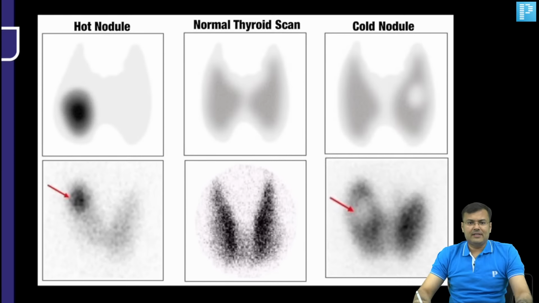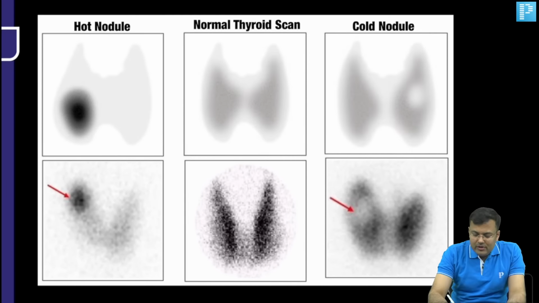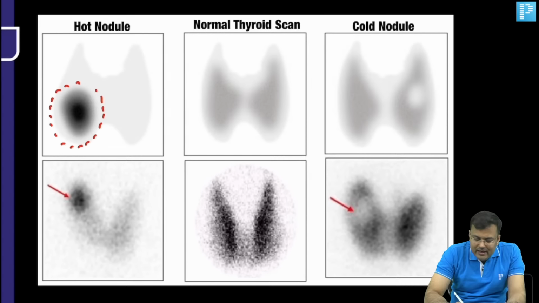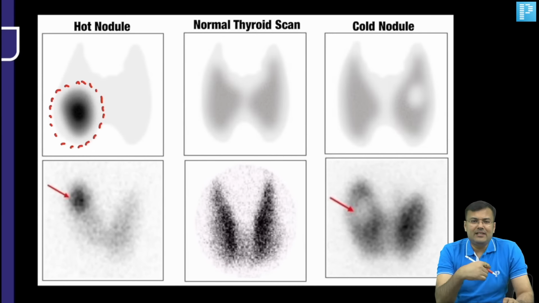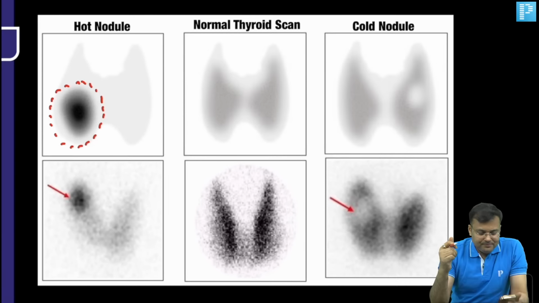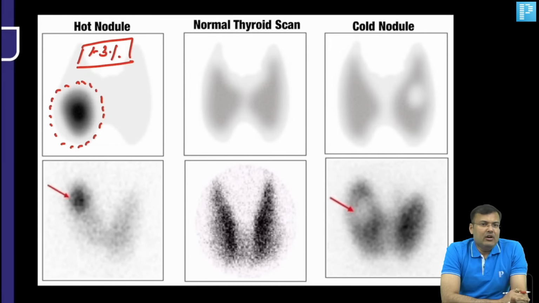Next, I am asking the question, guys, tell me. This is a hot nodule. Here you can see there is uptake of radioactive iodine mainly in one nodule in comparison to the rest of the thyroid. So, this nodule is hot. How much is the risk of malignancy in a hot nodule? Kia, first person to reply correctly, 1 to 3%. Absolutely correct. Risk of malignancy in a hot nodule is 1 to 3%.